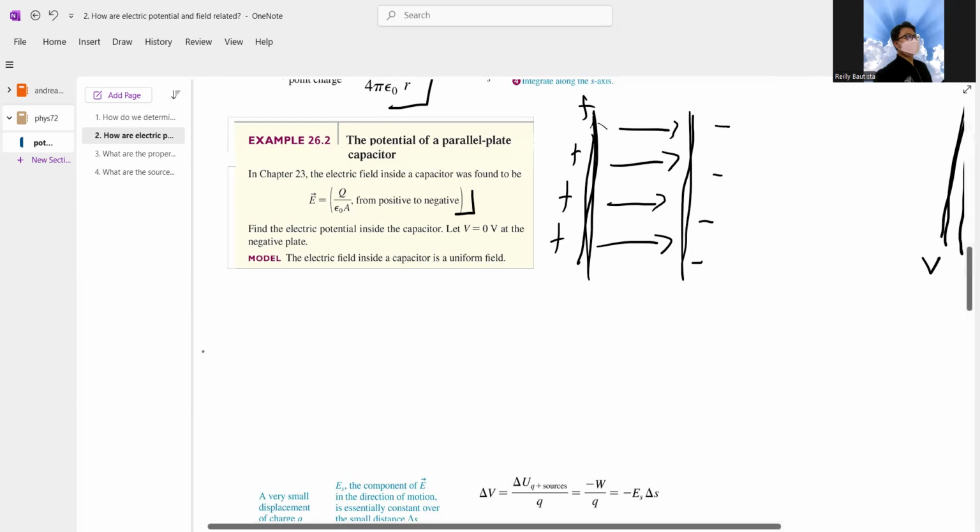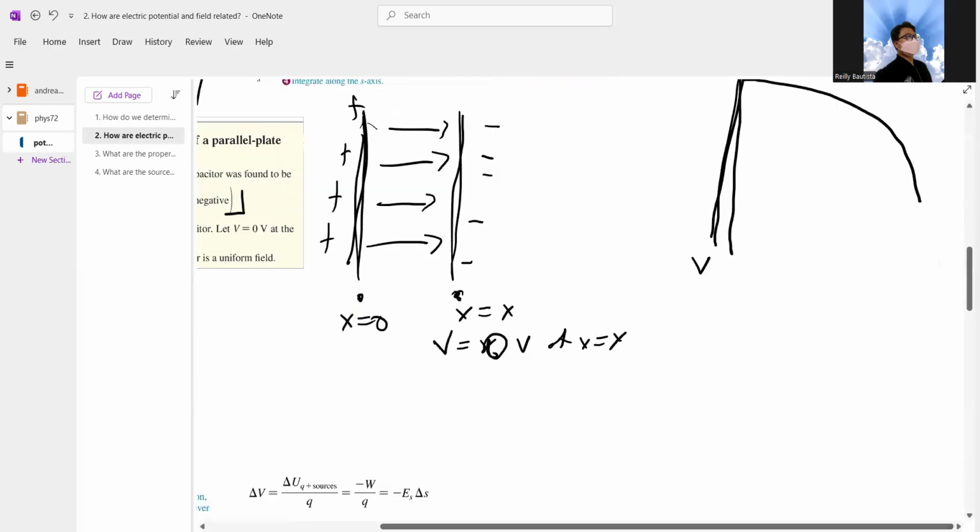Find the electric potential inside the capacitor. Let V equal 0 volts at the negative plate. Okay, we could set it here. So we have x equals 0, x equals x. This is just a sloppy way of saying set distance, because we don't want to change the variable. So anyway, we have it here: V equals 0 volt at x equals 0. Let's try to solve it again.